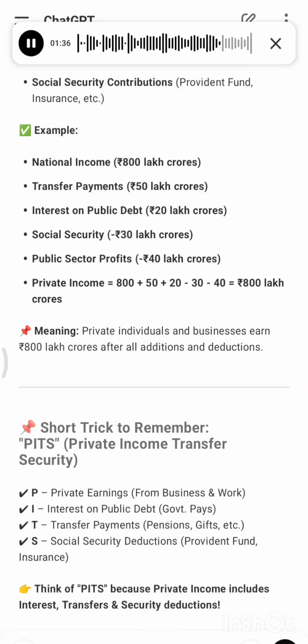Short trick to remember: PITS, private income transfer security. P, private earnings from business and work. I, interest on public debt. T, transfer payments, pensions, gifts, etc. S, Social Security deductions, Provident Fund, insurance. Think of PITS because private income includes interest, transfers, and security deductions.